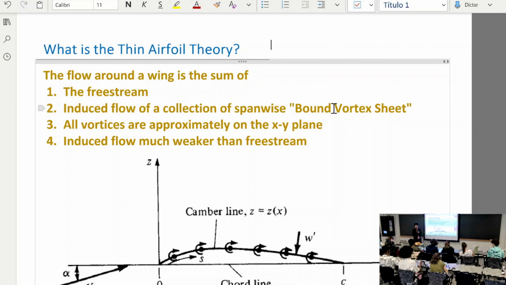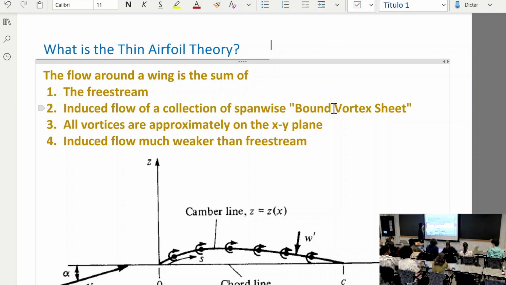distributed from the leading edge to the trailing edge, but running exactly in the same direction as the bound vortex in lifting line theory. Okay, and thin airfoil theory also assumes all the vortices are approximately on the xy plane. So if you have an airfoil that goes like this, like in a Formula 1 car, for example, have you looked at what airfoils they get? Thin airfoil theory is not going to be very good. Okay, so the camber line of the airfoil needs to be pretty small.